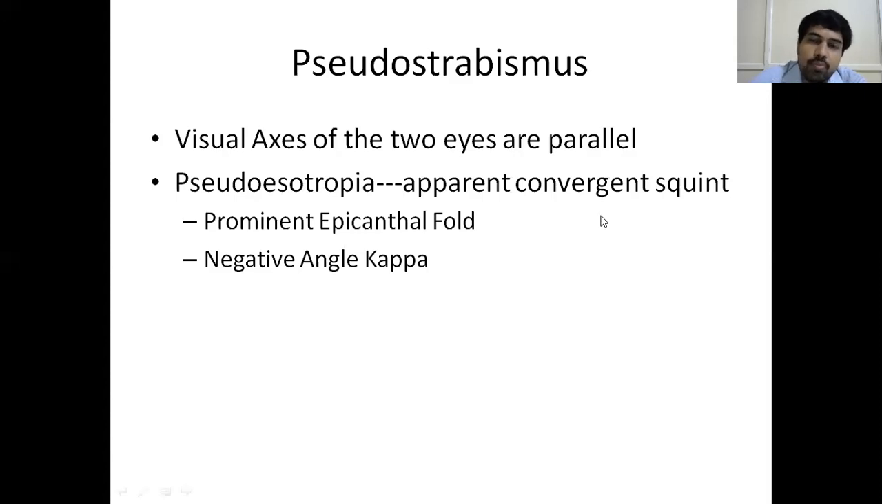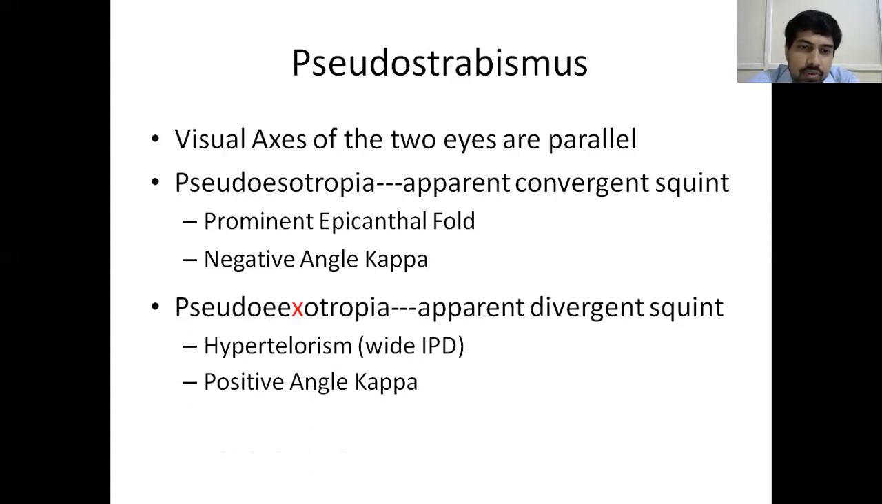So pseudo-esotropia is an apparent convergent squint. Eso means convergence, exo means divergence. In squint, you have to remember, anywhere the word eso is used, eso means inward deviation, and outward deviation is called exo. So pseudo-esotropia is an apparent convergent squint. It is seen in prominent epicanthal fold and negative angle kappa. What is this? We will see.